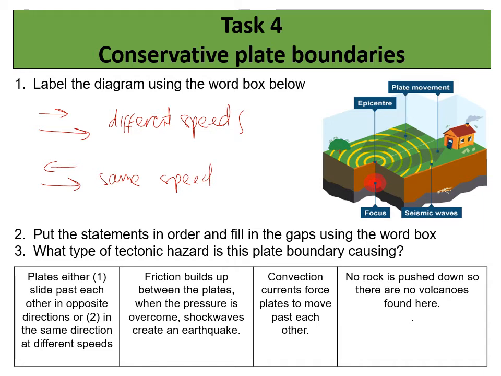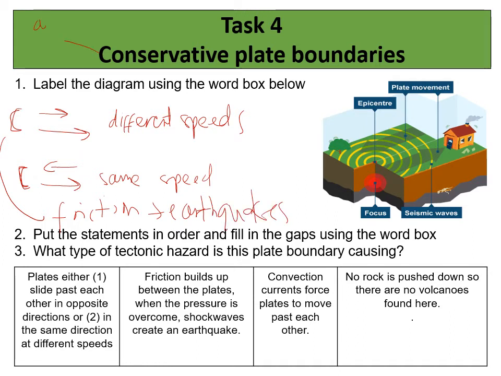So you'll notice that regardless of which one they are, there's going to be lots of friction built up between the 2 plate boundaries, which will lead to earthquakes. So conservative plate boundaries are different because there aren't any volcanoes. So there's no volcanic activity because there's nowhere for the magma to escape from. But there are a significant amount of earthquakes.